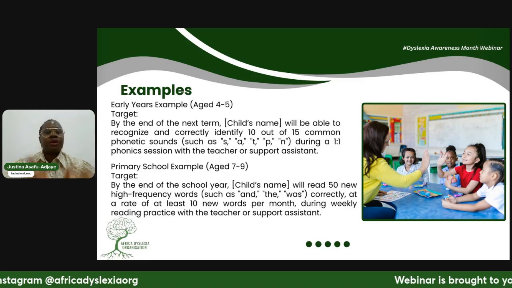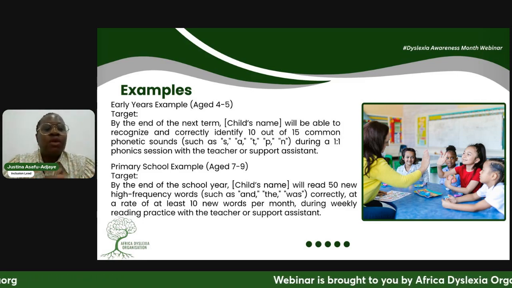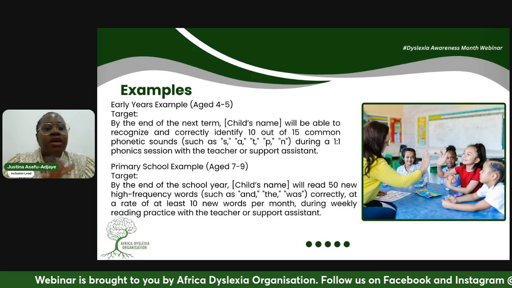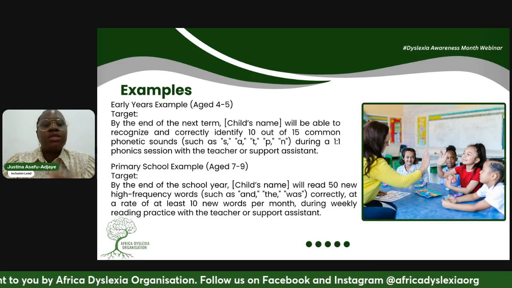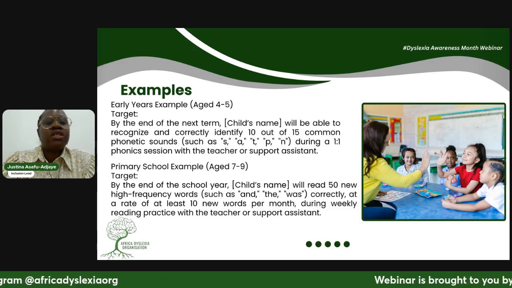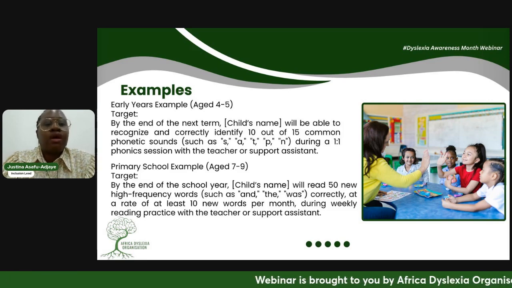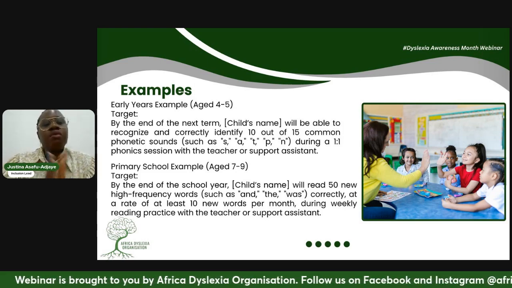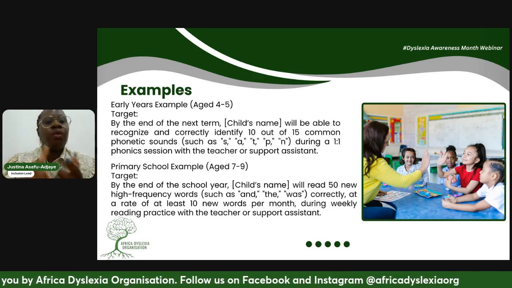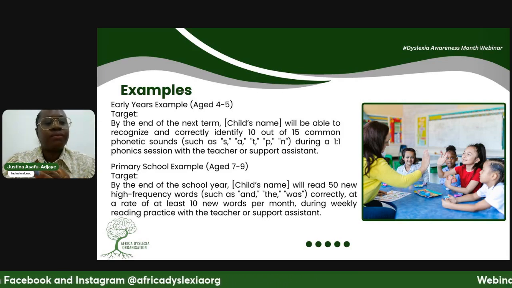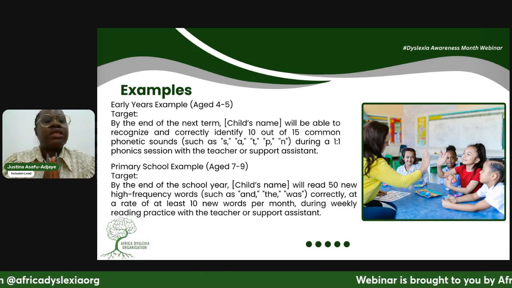So here are some examples. We're going to look at early years in the first instance. So you have a child who is 4 or 5 at the top end of early years. The target is that by the end of the next term, the child, Justina, will be able to recognize and correctly identify 10 out of 15 common phonic sounds, such as s, a, t, p, n, during a one-to-one phonics session with the teacher or support assistant. So remember what I said, it has to be clear what needs to be done, the strategy that's going to be employed, and who's going to do it. So the teacher or the support assistant is going to do that.